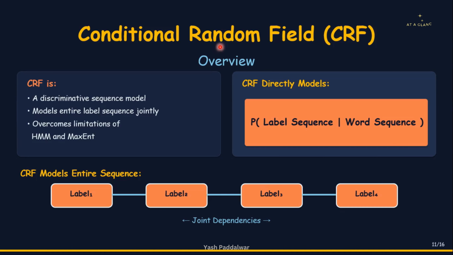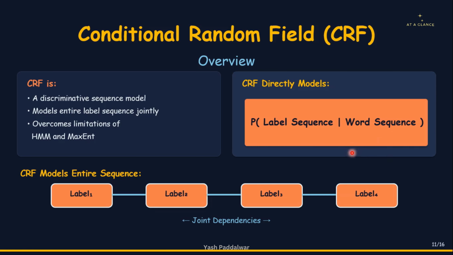Now, let's move on to the next concept, that is conditional random field, which is CRF. So, according to the definition, it is a discriminative sequence model again. It models the entire label sequence jointly. It overcomes the limitation of HMM and Maxent. So basically, you can see that first HMM came, then its drawbacks were covered by Maxent, then Maxent's drawbacks were covered by CRF. Now, the main idea is that the CRF models the probability of the entire sequence of labels together. So you can see probability of label sequence given the word sequence.